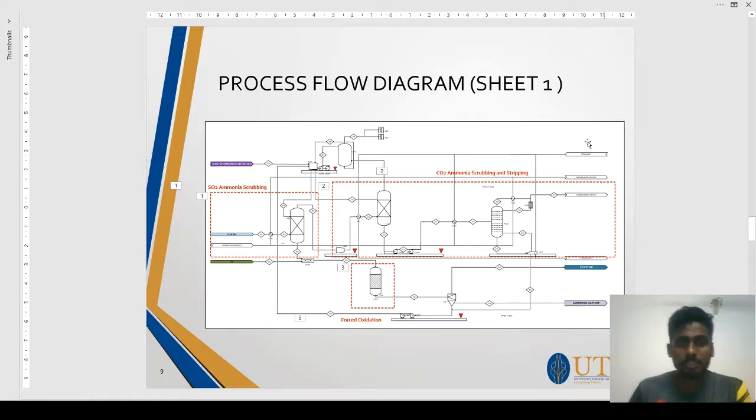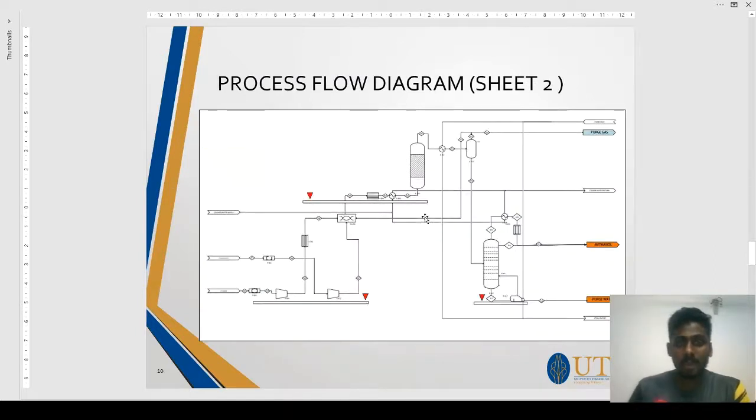As you can see in the process flow diagram, this is the SO2 ammonia scrubbing area, and this is the CO2 ammonia scrubbing area, and this is the regeneration column, and this is the oxidation whereby ammonium sulfite is oxidized to ammonium sulfate. And moving on to the second sheet, this is the methanol production plant.